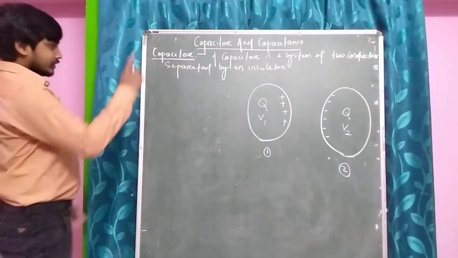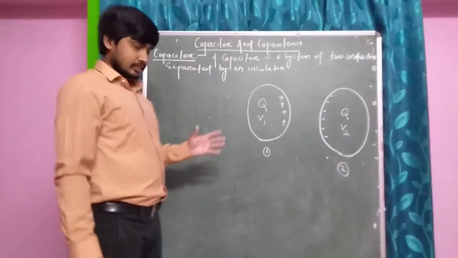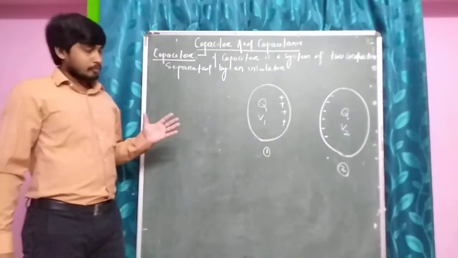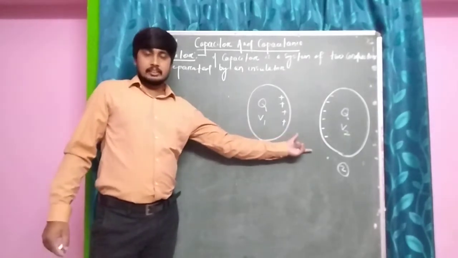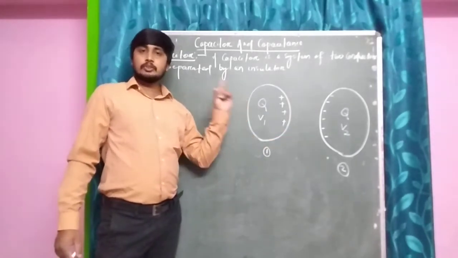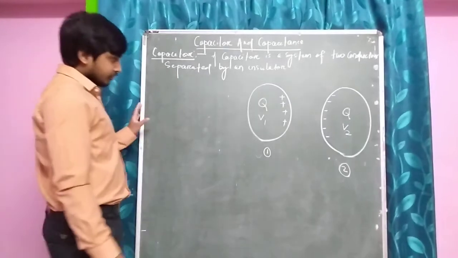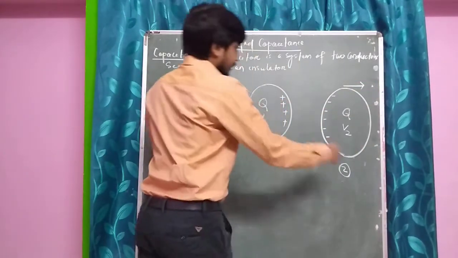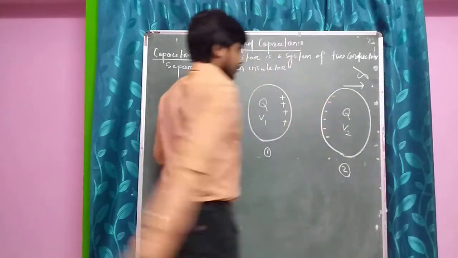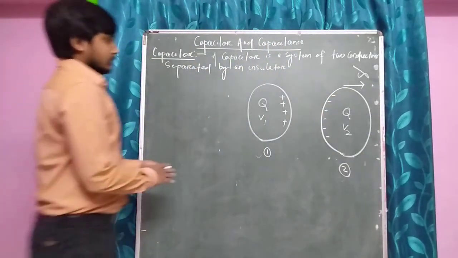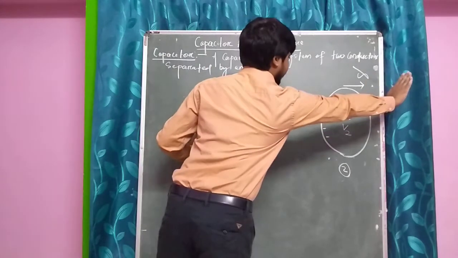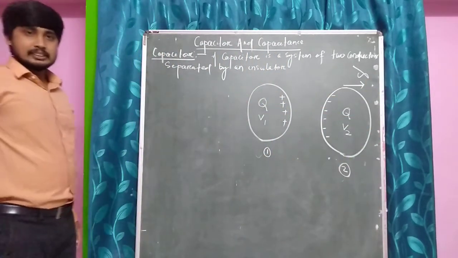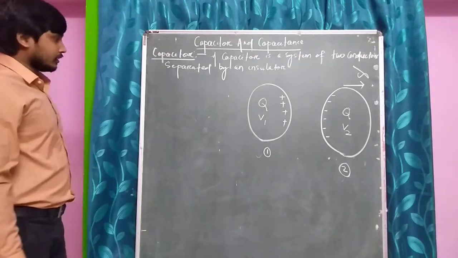And here a very important thing is, remember that it is not always necessary that a capacitor has two plates. A single plate capacitor is also possible, provided that if we consider this plate, the second plate is placed at infinity. If the second plate is placed at infinity, then we call it a single plate capacitor. Is it clear?